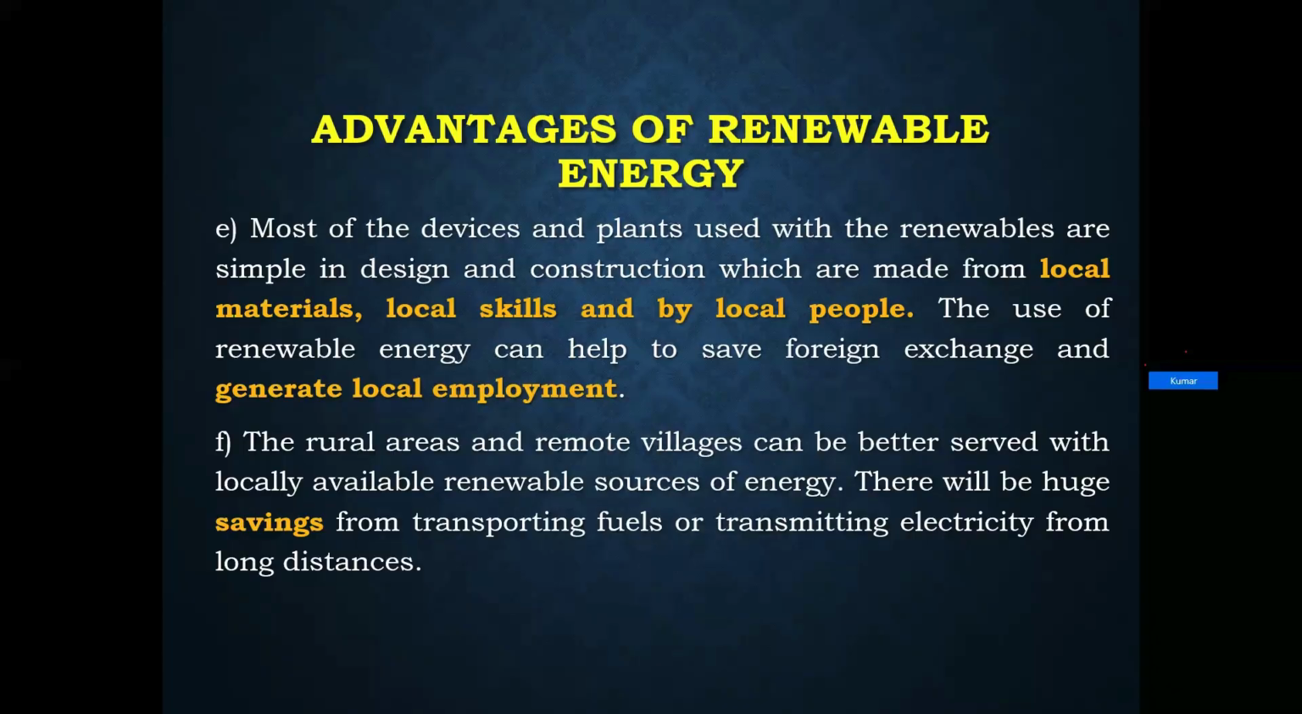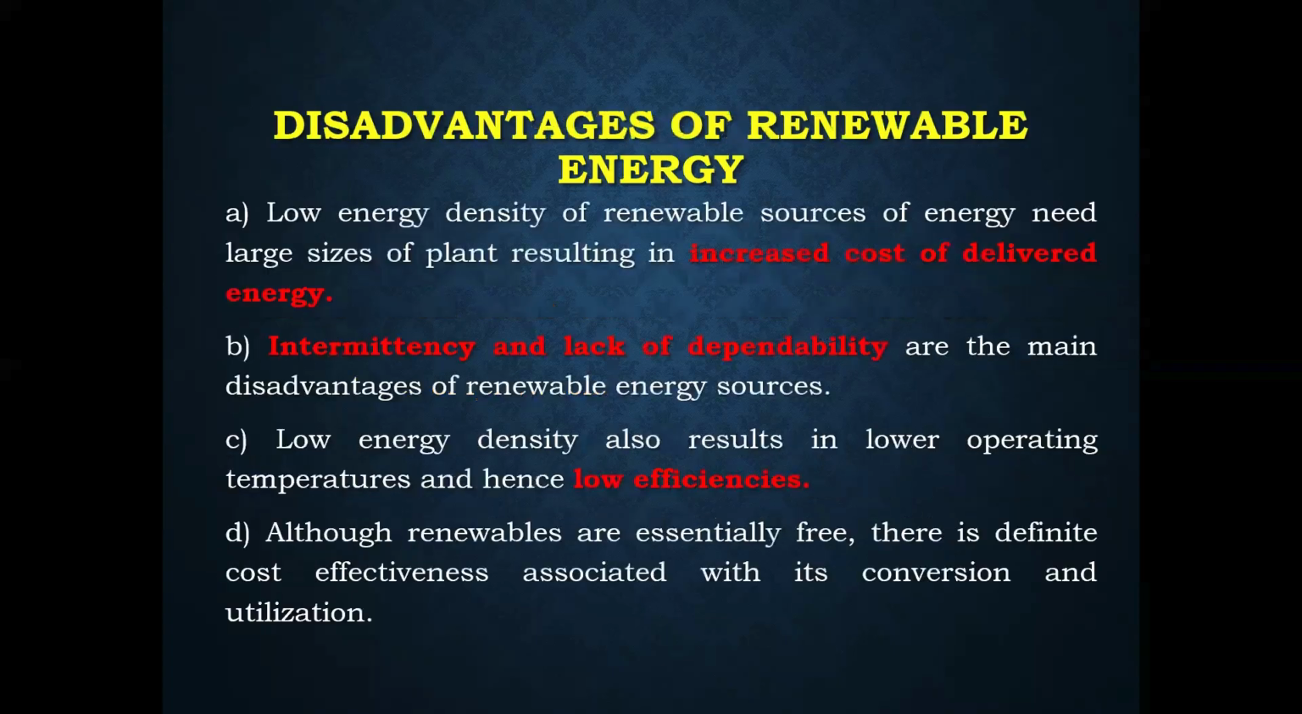All these things, the rural areas and remote villages can very well construct. It's very easy for them to construct biogas plants, to collect the raw material and produce the biogas, and they can use this energy very effectively. There will be huge savings in transporting fuels or transmitting electricity from long distances. Since the material is available in rural areas, it's better to construct the biogas plant in the rural areas itself, so a lot of transportation cost will be saved. That is also one of the advantages of renewable energy sources.